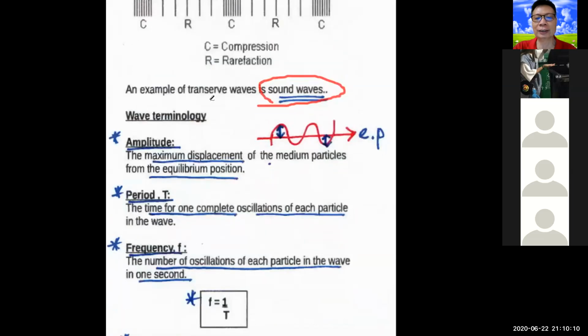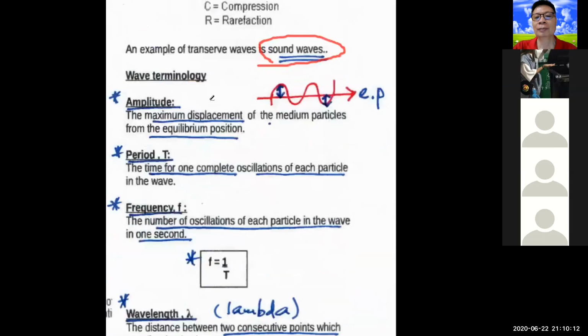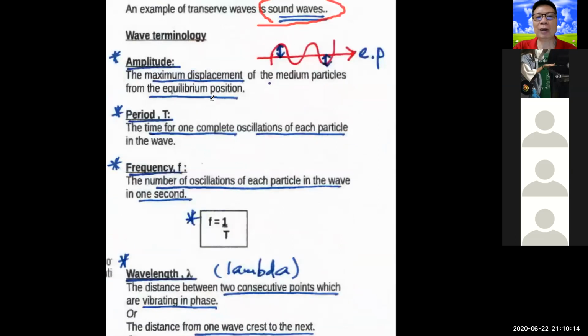Okay, next one. There are a lot of wave terminologies you need to learn. The terms are amplitude. First one, highlight amplitude. You see this wave, amplitude refers to this one. This distance is called amplitude. When you are asked to calculate amplitude, you calculate this distance. You draw a center line. This distance is called amplitude.